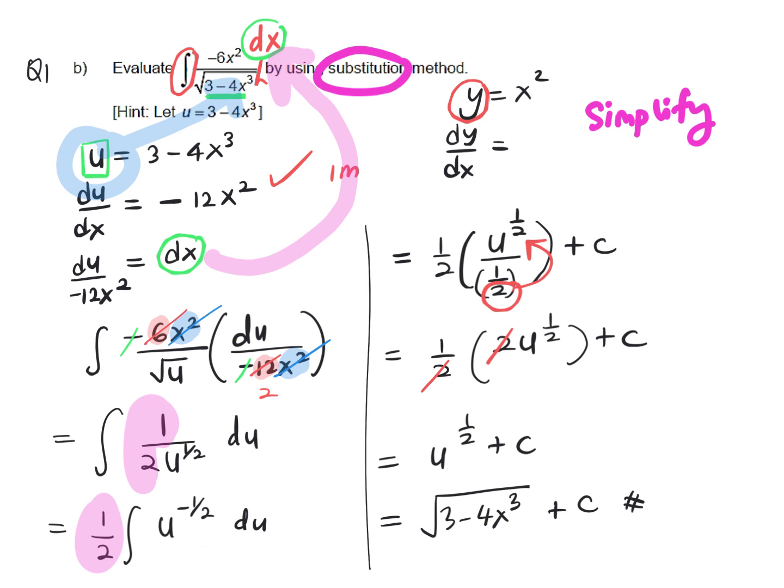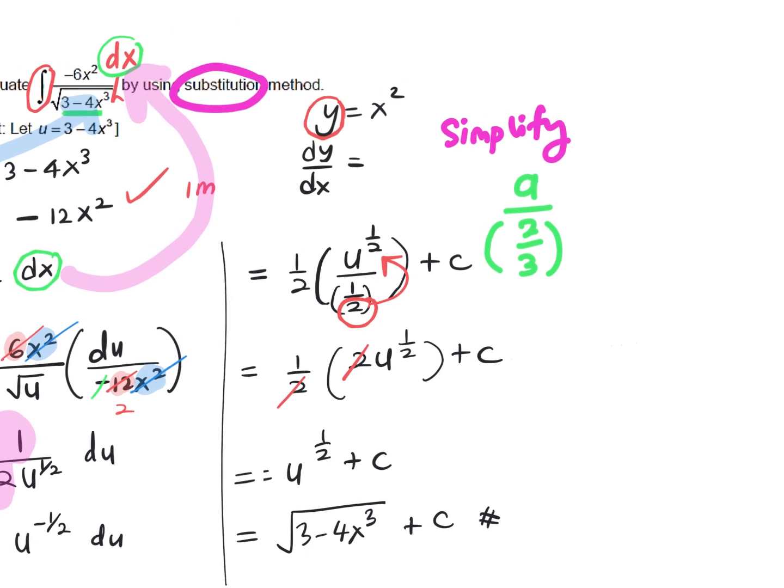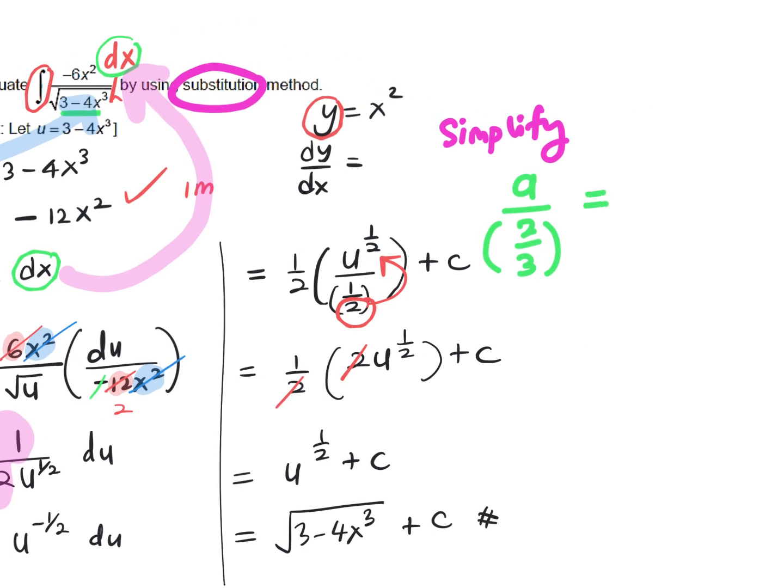So use negative 1 per 2 tambah 1 dapat positif half, bahagi dengan half, dan tambah c. This is an indefinite integral, tak ada bounded kan, so mesti ada constant lah plus c. So that is divided by 1 over 2. So recall balik idea of double fraction, right? So kalau you ada a divide with 2 over 3, this should be equal to a times 3 over 2.